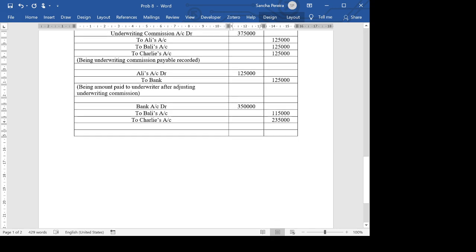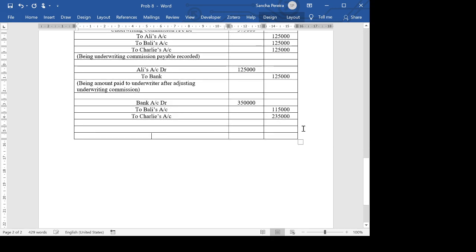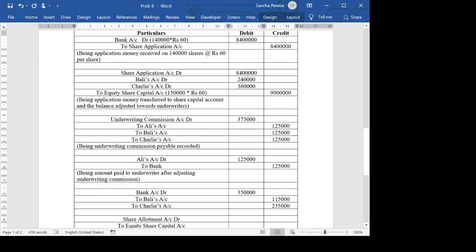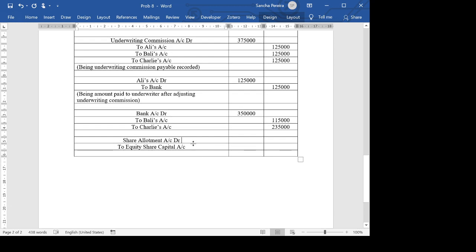So I think you all know the allotment entries. First, pass the entry for allotment. That will be share allotment account debit to equity share capital account. Okay, and then how much will that be? Now, when you're talking about allotment, if you remember application, we took 1,40,000 shares. But when I'm going to take for allotment, all the shares have been applied for. So when you're actually allotting the shares, it's going to be on 1,50,000.